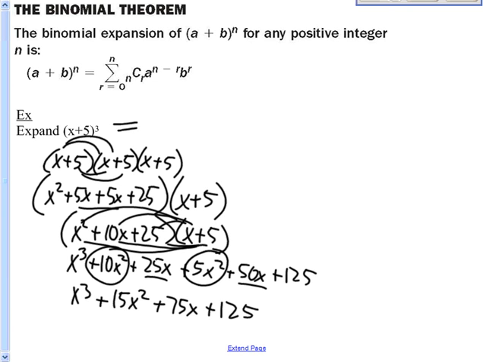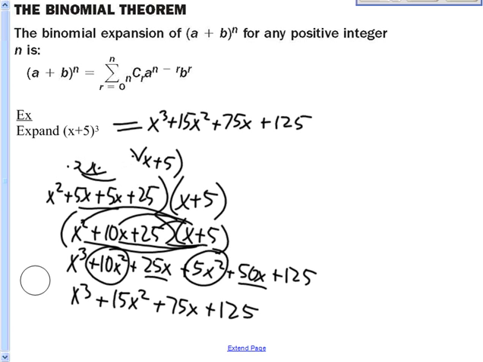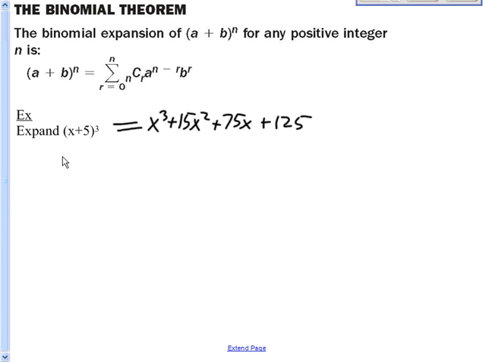In fact, let me write this out: x cubed plus 15x squared plus 75x plus 125. Now, the binomial theorem, and think about this for a minute: what if this was x plus 5 to the 30th, right?